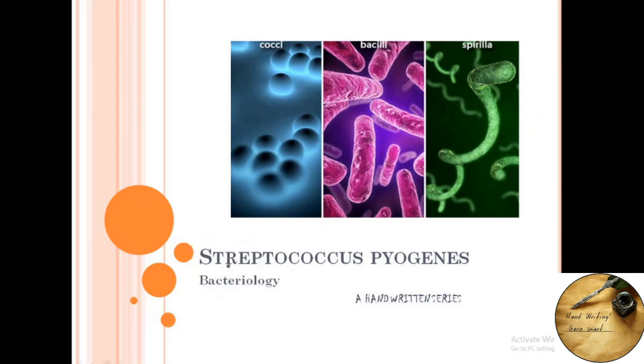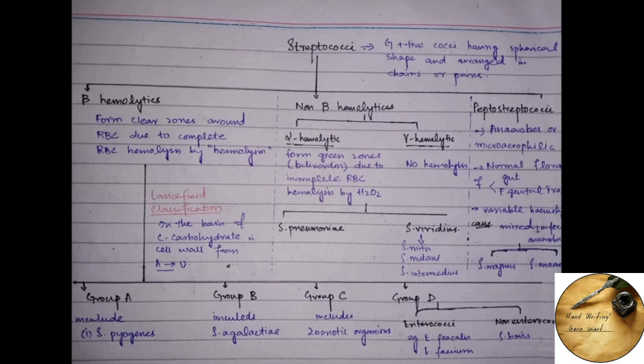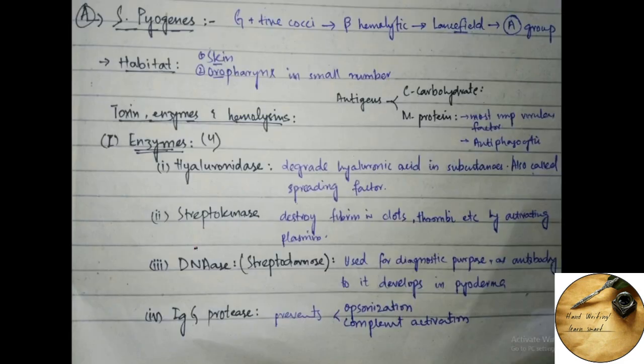Let's start. First, we look at the position of Streptococcus pyogenes in the classification of Streptococci. Here comes Streptococcus pyogenes, i.e. it belongs to the beta hemolytics, and according to the Lancefield classification, it belongs to group A. Now we will study this further in the lecture.